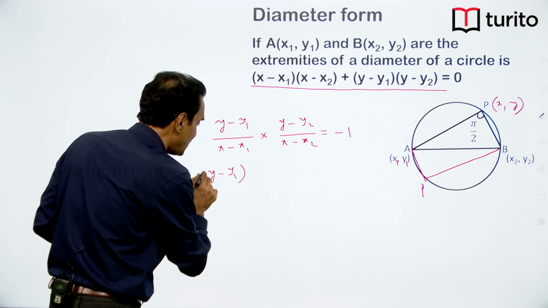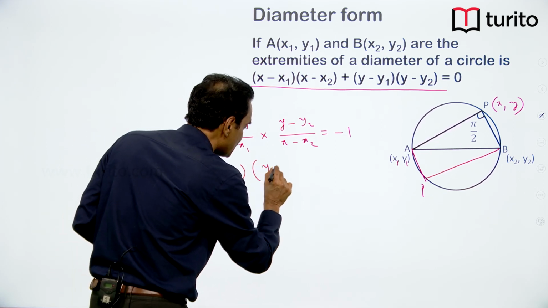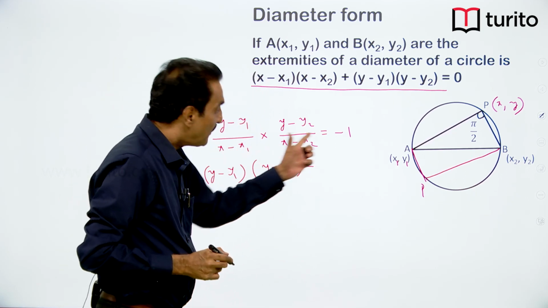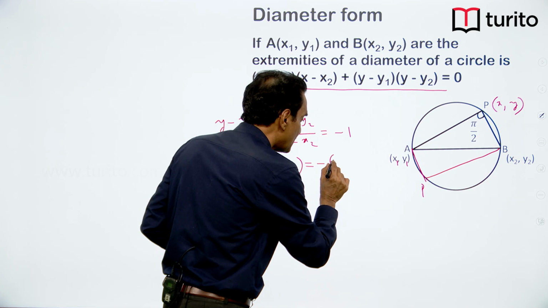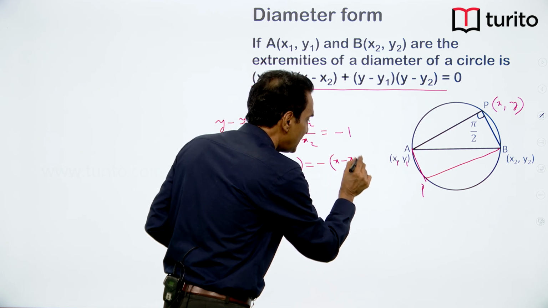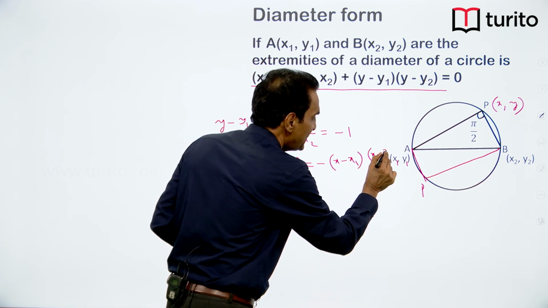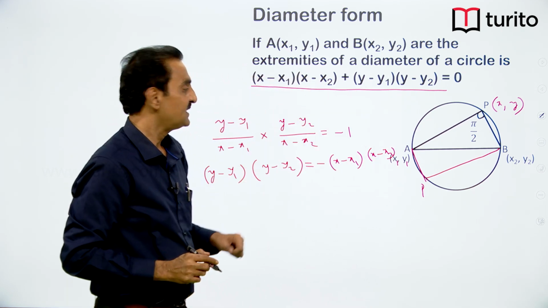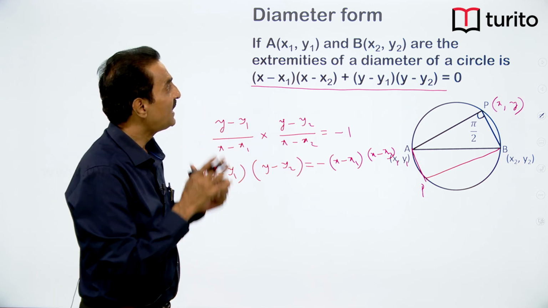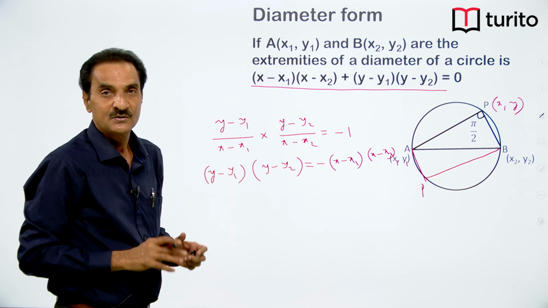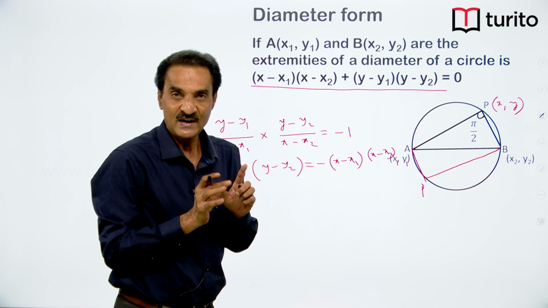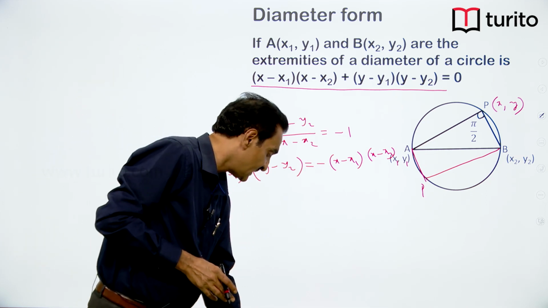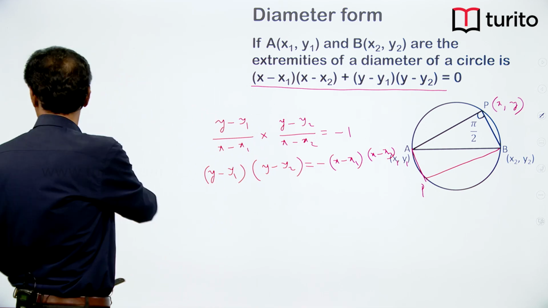y minus y1 into y minus y2 is equal to minus of x minus x1 into x minus x2. Now, taking it this side, you will get this formula. This is called diameter form of a circle. Earlier we discussed center and radius form, and this is diameter form. Now let us discuss some more forms.